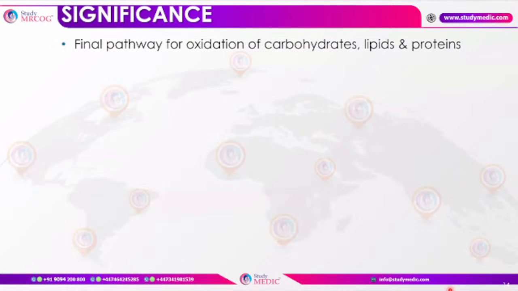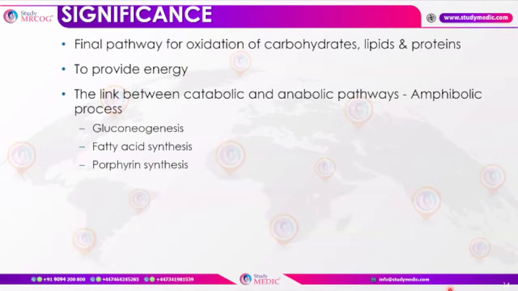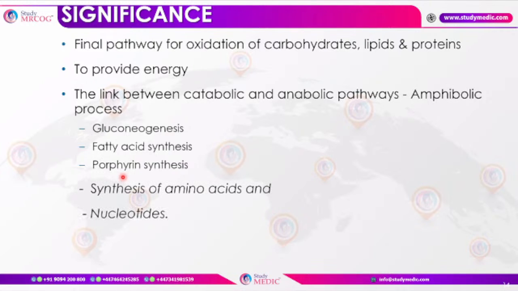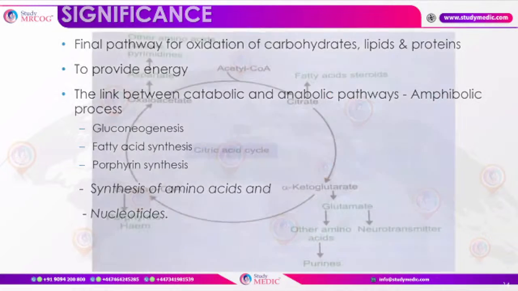The significance of the TCA cycle is that it is the final pathway where the oxidation of carbohydrates, lipids and proteins happens, with a good amount of energy production. It is also referred to as an amphibolic process because both catabolism and anabolism are happening. Anabolism means production of new compounds like gluconeogenesis, fatty acid synthesis, porphyrins, and synthesis of various amino acids and nucleotides. These are all synthesized from the intermediates of the TCA cycle. So the TCA cycle is not only catabolic, but its intermediates are also able to produce all these things. Hence it is referred to as an amphibolic process.